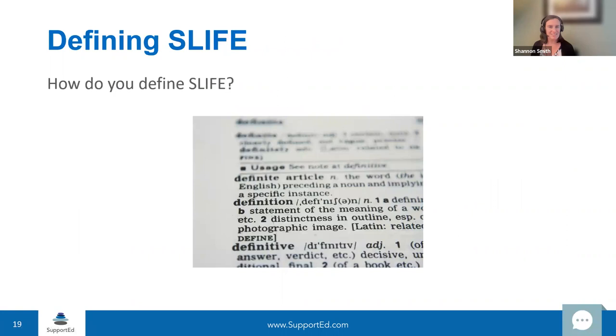So let's shift and start thinking about how we define SLIFE, and what some of their characteristics are. In the chat, share what you believe is the definition, or how you would define SLIFE and some of their key characteristics.